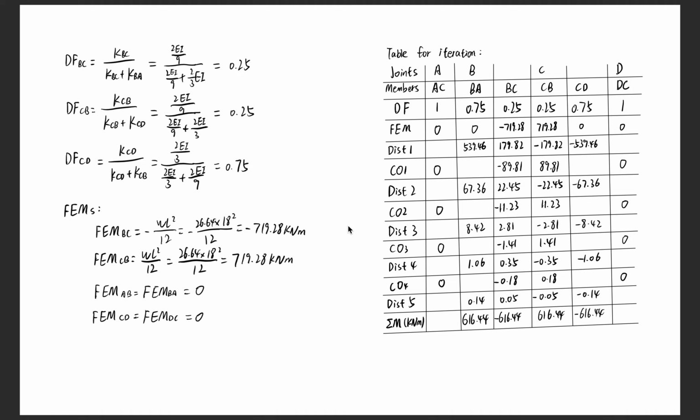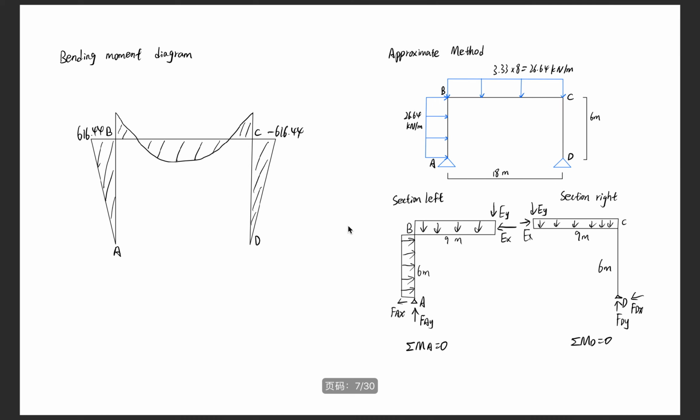The total moment is 616.44 for BA. For BC it is the same but with a negative sign. For CB it is positive. For CD it is negative. And the next is the bending moment diagram. And next we will move to the approximate method.